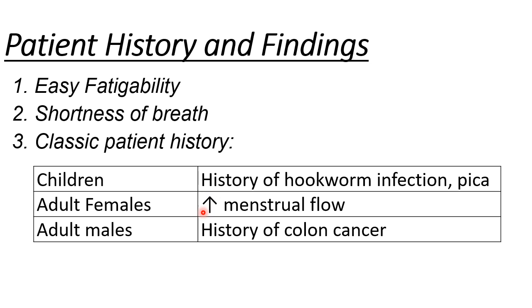Then lastly, yung adult males natin, lalo na sa mga 60 and above, 50 and above, yung mga yan, madalas kasi sa kanila, no, may mga history of colon cancer. Kaya isa sa mga ini-investigate natin, lalo na kung chronic case of anemia, lalo na sa mga adult males, you have to investigate further for colon cancer.